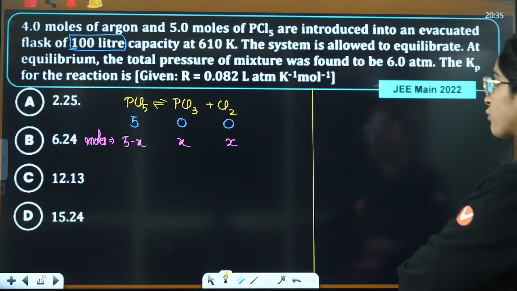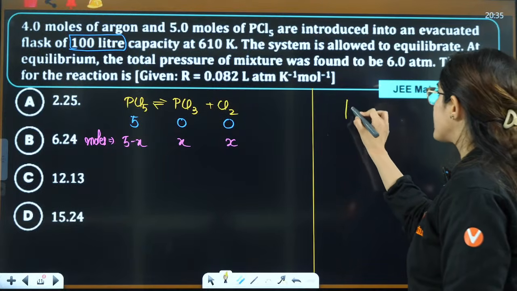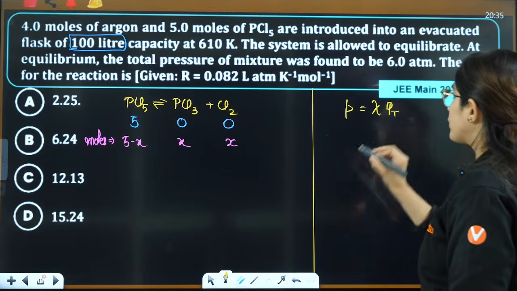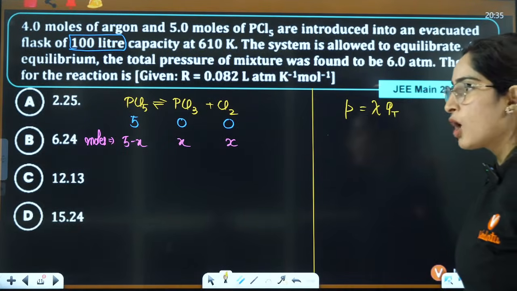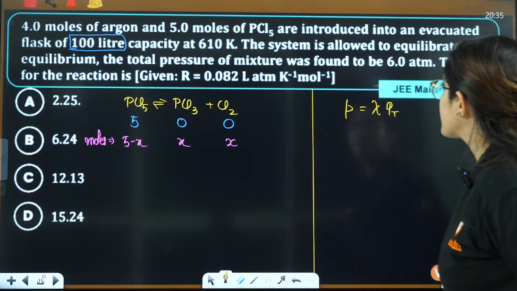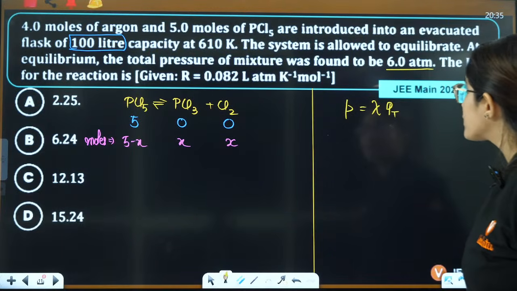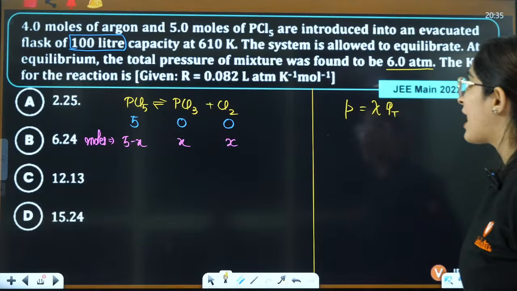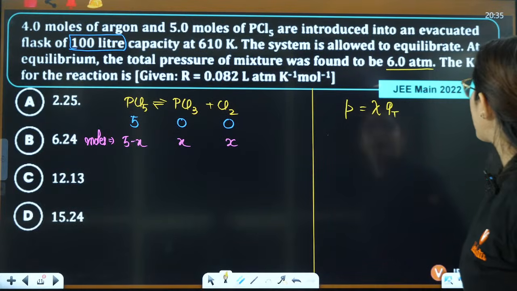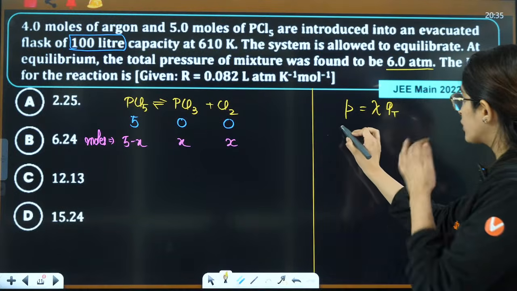So when you calculate the total number of moles, because what is partial pressure? Partial pressure is mole fraction multiplied by total pressure, right? Mole fraction multiplied by total pressure. Total pressure is given to you, that is this much. But mole fraction you have to calculate. So to calculate the value of mole fraction, what will you do? PV, yes.